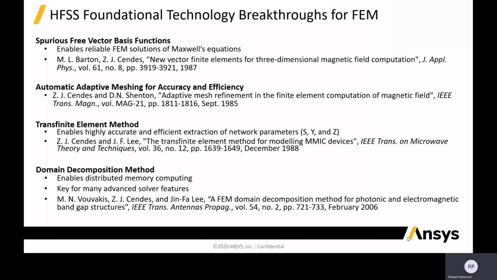Finally, the domain decomposition method, which was mainly worked on in the initial versions in 2000, and they published this, Cendes with his collaborator Lee and Vouvakis, published this paper in 2006. And it enables distributed memory computing efficiently. So you're no longer restricted to one computer. You can solve a problem over many computers to expand the RAM footprint across many computers and many cores. And this technology is also key for many of the advanced solver features that I will discuss later.